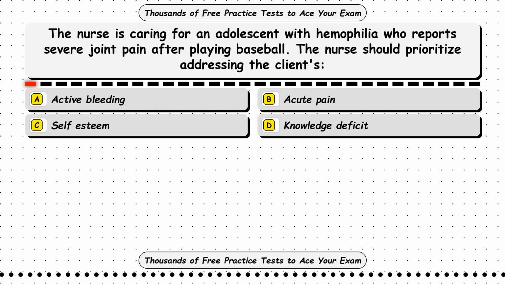Question 53. The nurse is caring for an adolescent with hemophilia who reports severe joint pain after playing baseball. The nurse should prioritize addressing the client's Option A, active bleeding. Option B, acute pain. Option C, self-esteem. Option D, knowledge deficit.